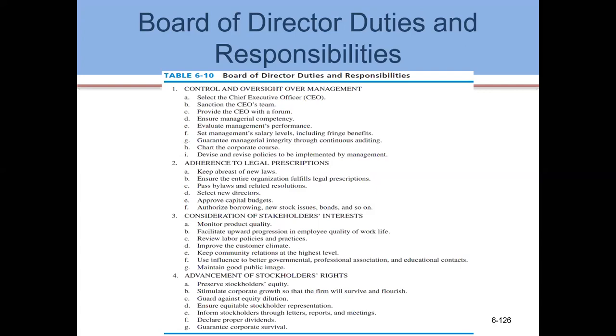So when we talk about advancement of stockholders' rights: preserve stockholders' equity, stimulate corporate growth so that the firm will survive and flourish, guard against equity dilution, ensure equitable stockholders representation, inform stockholders through letters, reports, and meetings, declare proper dividends, and guarantee corporate survival.